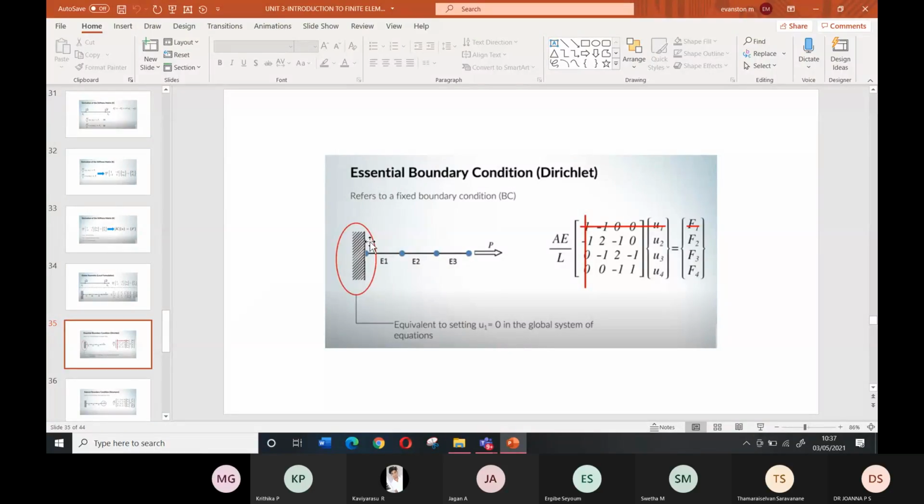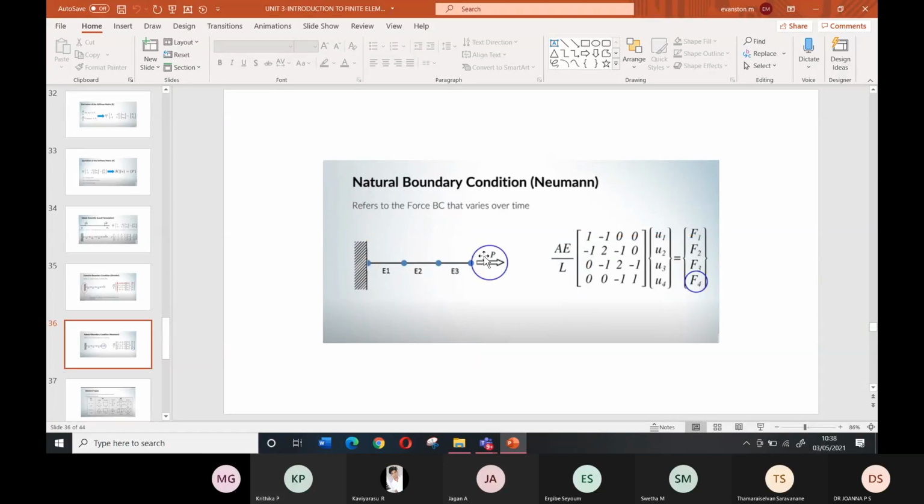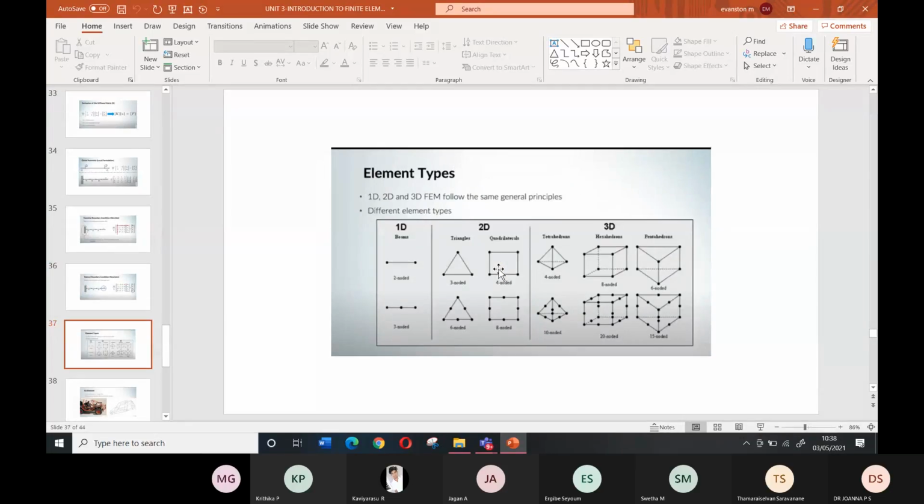It depends upon the boundary condition, whether it's a fixed support or simple support. Then another boundary condition is the Neumann boundary condition, that is a load boundary condition. It indicates the load and the strain, all these things. The Neumann boundary conditions are the natural boundary conditions.